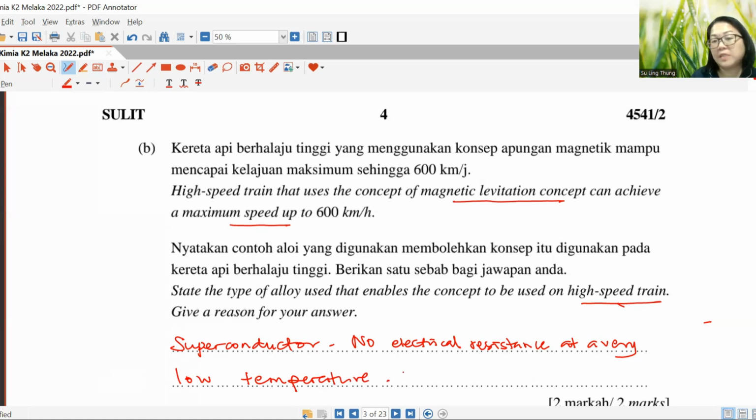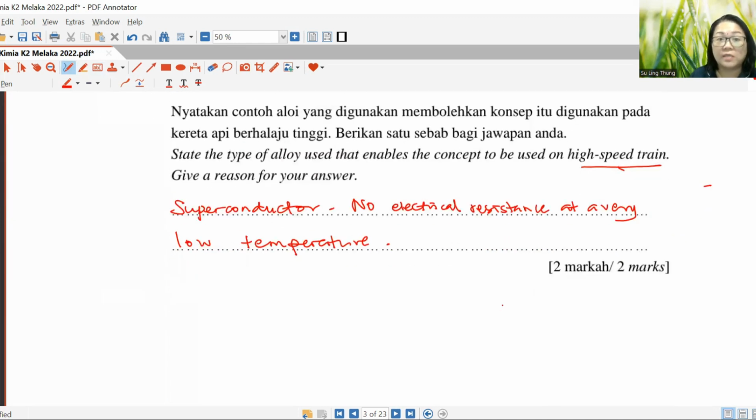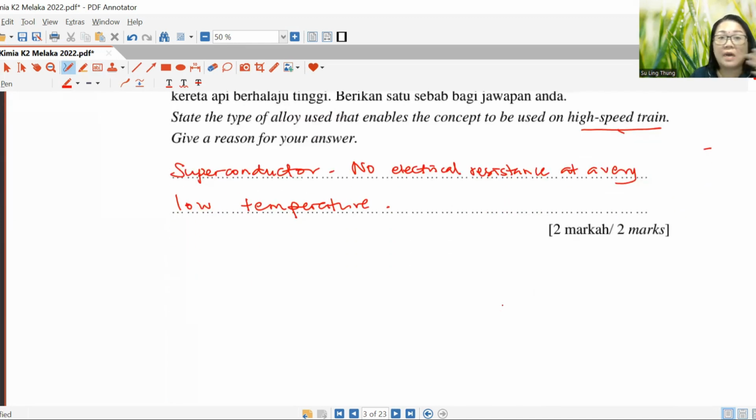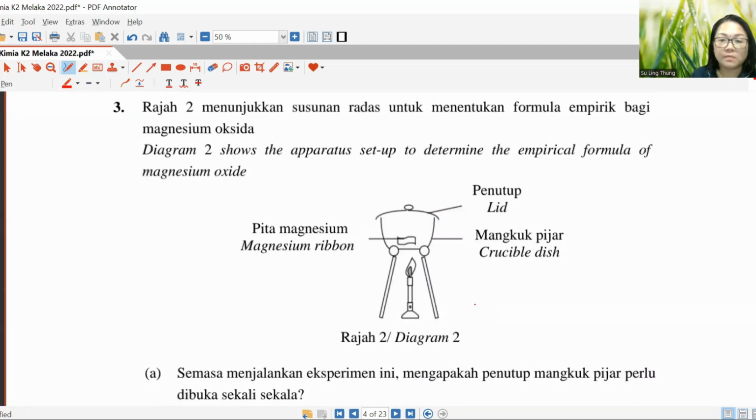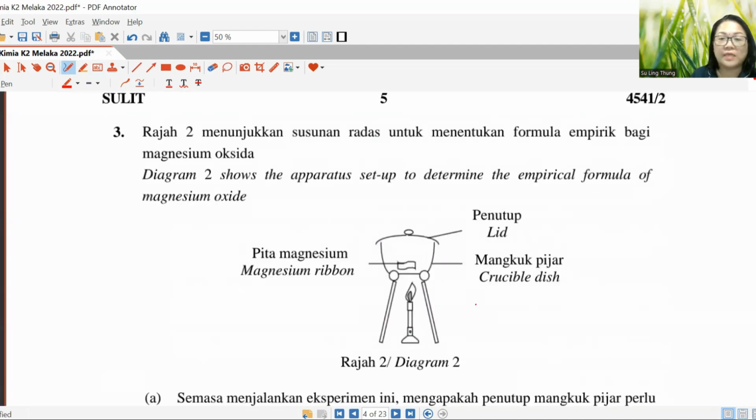So it's very important that you know some of these applications and uses, because it can be asked in the question. Nowadays our questions are all high order thinking skills questions, so you need to know at least some. All right, now moving on. Let's go to question 3.